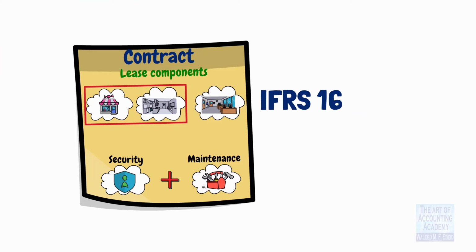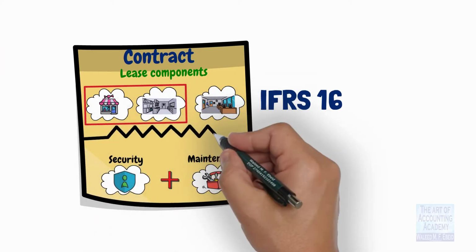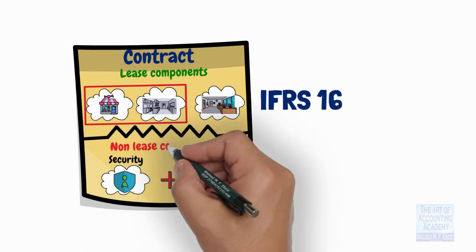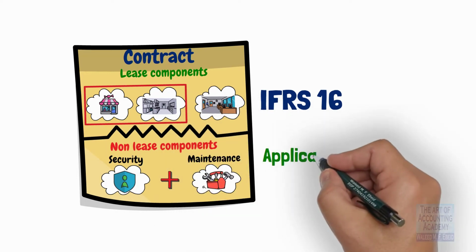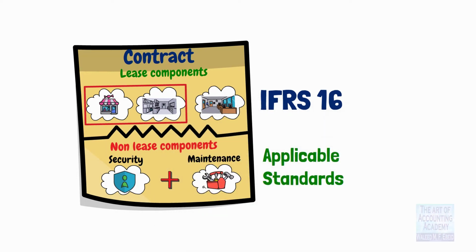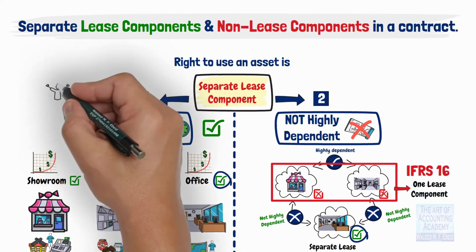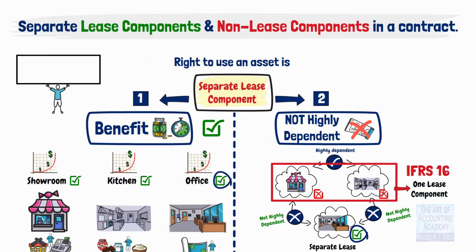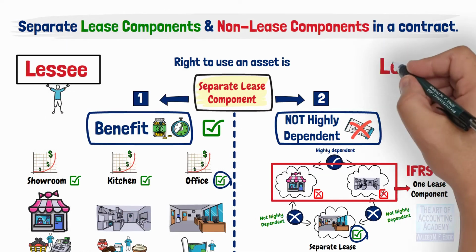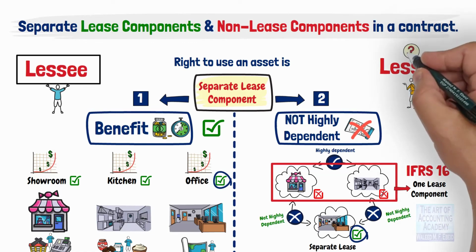Finally, the security and the maintenance services are not lease transactions. They are non-lease components that should be accounted for, using the applicable standards. The previous discussion about separating lease components and non-lease components was from the perspective of the lessee. Now, what about the lessor?